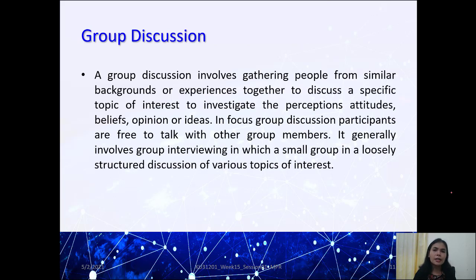A group discussion involves gathering people from similar backgrounds or experiences to discuss a specific topic of interest, to investigate perceptions, attitudes, beliefs, opinions, or ideas. In this case, we're going to have a look at a topic about online learning, and then you're going to talk about it with your classmates. Because you are from similar backgrounds, I would say because you are from the same class and you're experiencing online learning at the moment, it is quite likely for us to do this group discussion.